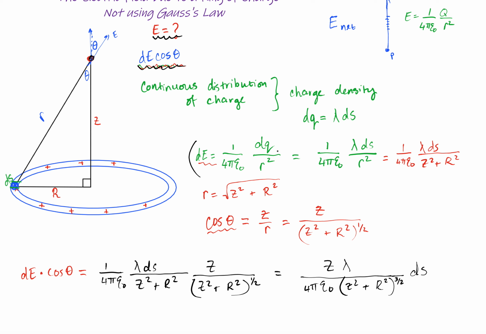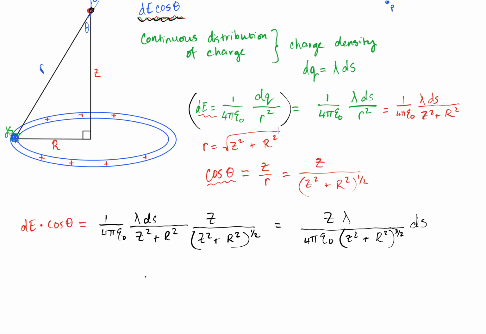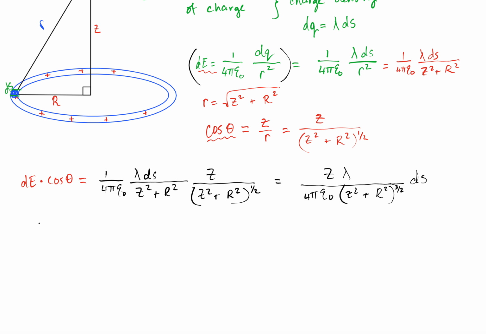So I found an expression for the small amount of electric field made by this dq, and then I multiplied it by an expression for cosine theta, and now I'm going to do the integration. Essentially, if I take dE cosine theta and integrate it, I should get my total electric field, which is what I'm looking for. And so that means I have to integrate this side as well.